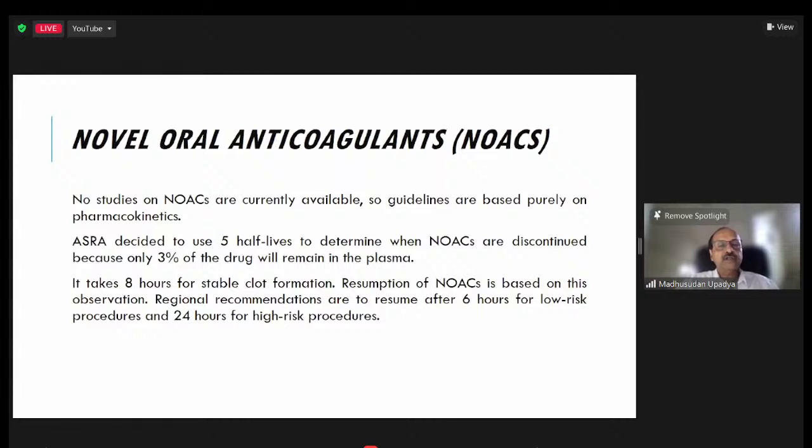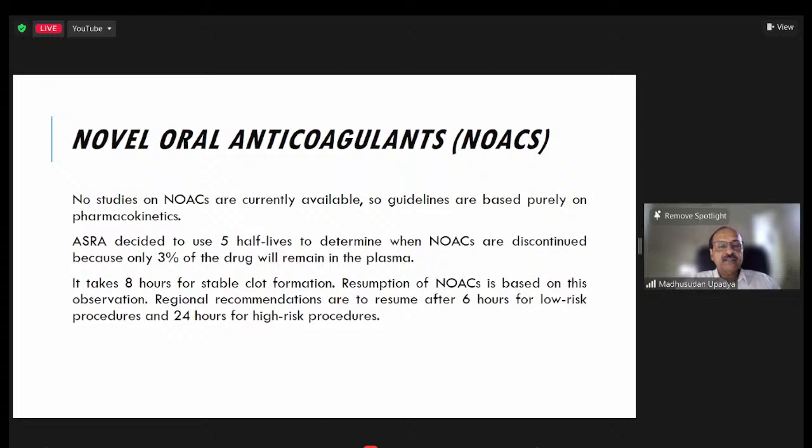A few words on the novel oral anticoagulants. There are no studies on NOACs available right now, so guidelines are based purely on the pharmacokinetics of each of these agents. ASRA basically decided to use the 5 half-lives to determine when NOACs are discontinued, because only 3% of the drug will remain in the plasma at the end of 5 half-lives.